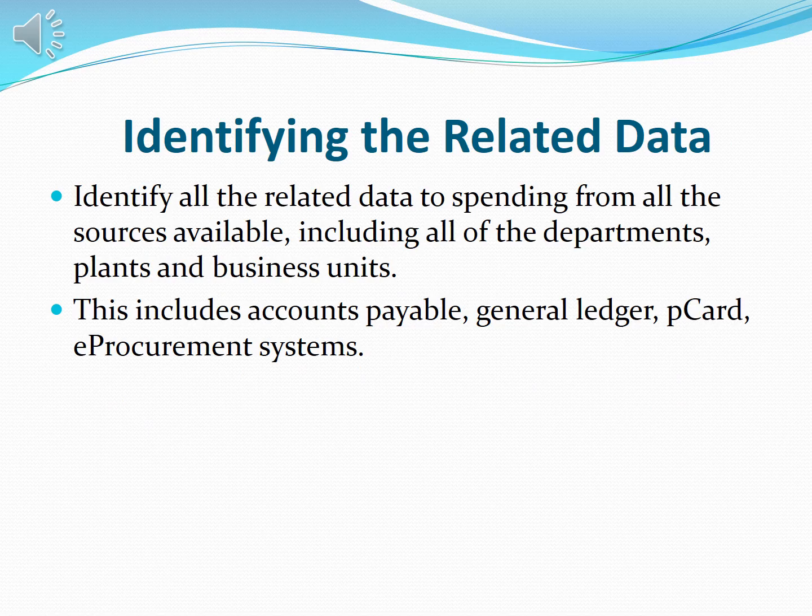The first step is to identify all the data related to the spending from all the sources available, including all of the departments, plants and the business units of the organization. This includes accounts payable, general ledger, P-cards and the e-procurement system. First of all, we have to identify all the sources from where we get the data related to our spending, and it is very important that we have all the data.